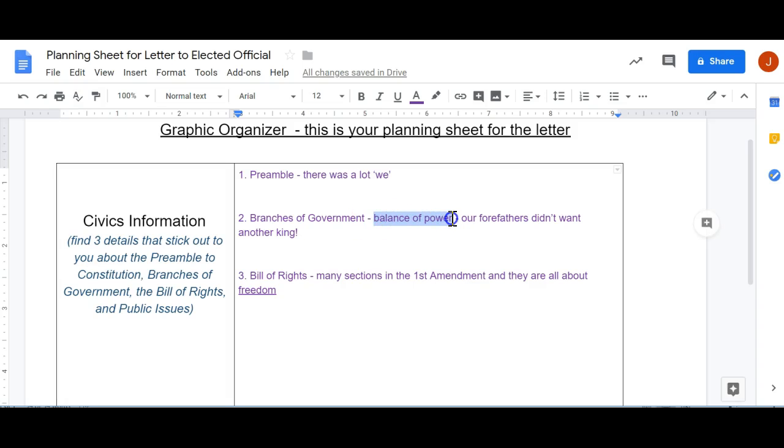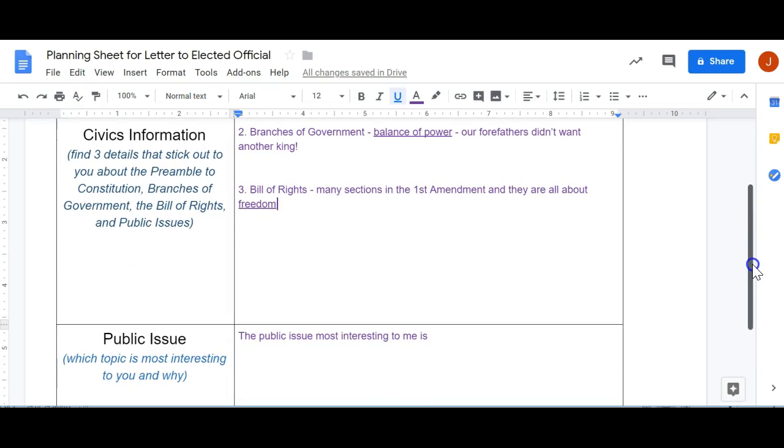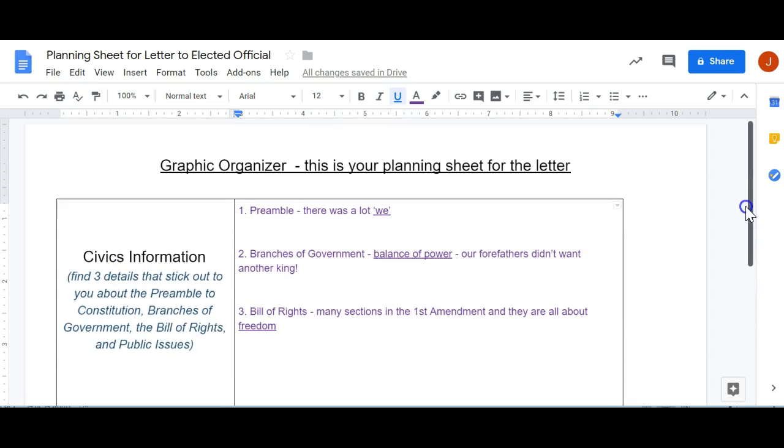In branches of power, this was all about the balance of power, or rather, that is what sticks out in my head. And in the preamble, what really sticks in my memory is this very important idea of we, a group of people, the citizens of the United States. Okay? So you take your notes, you decide what sticks out in your head the most, what is most interesting to you, and then you write those 3 ideas here.